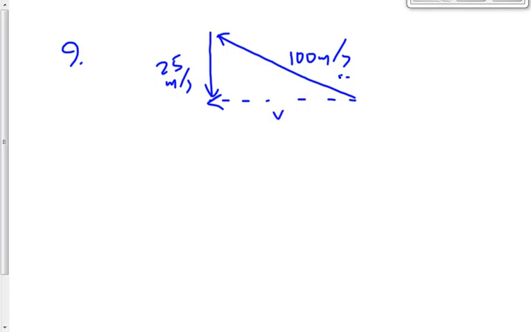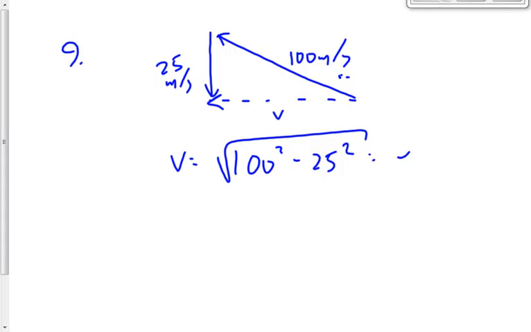Just like in the other question, we were solving for a variable that wasn't the hypotenuse, we're going to solve for a variable that's not the hypotenuse here either. In other words, we're going to solve for a. Instead of a squared plus b squared equals c squared, we're going to say a squared is equal to c squared minus b squared. In other words, v is equal to the square root of 100 squared minus 25 squared. We do the math on that one, and it's going to work out to be 97 meters per second. How many people got that one?